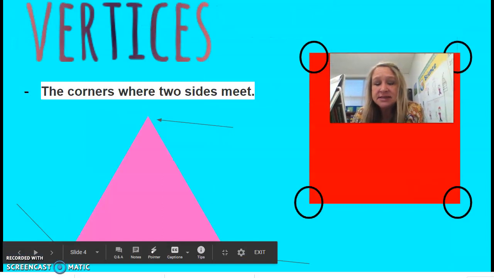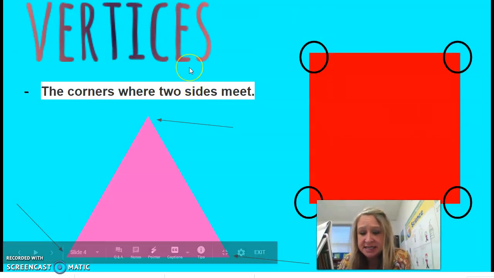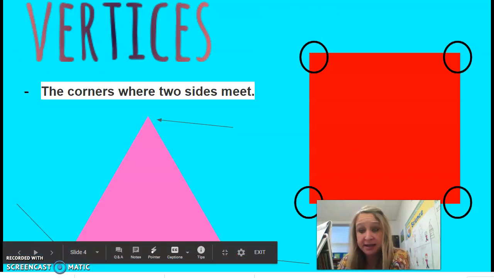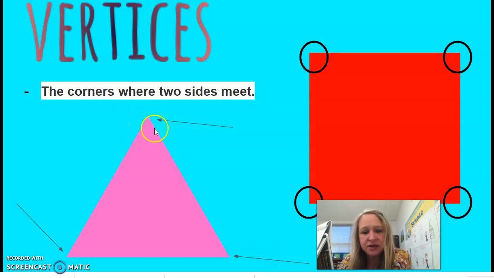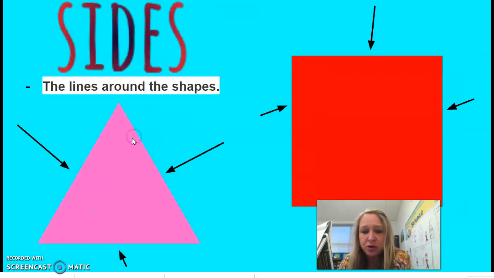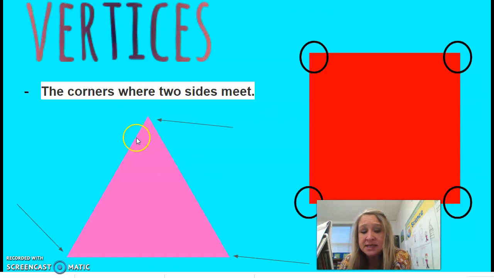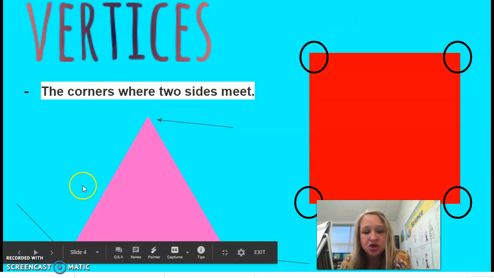Vertices. Say that word. Vertices. Vertices are the corners where two sides meet. Vertices starts with a V. So anywhere you see something that kind of looks like a V, that's probably going to be a vertice because it is pointy. It is where two lines meet, and vertices starts with a V. These are vertices at the top, the sides of the triangle.